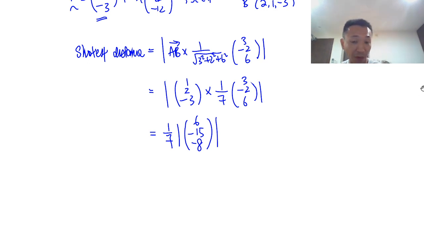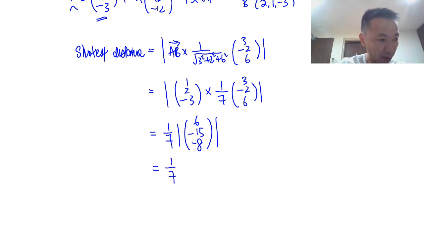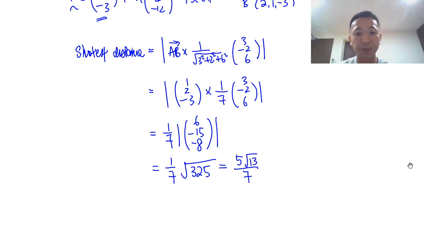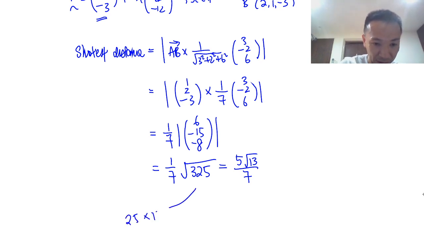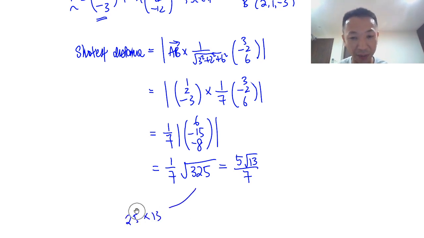You may want to pause the video for a while just to make sure that you really get how to do the cross product, just as a practice. Therefore, you get 1 over 7. Okay, you do magnitude. You get square root of 325. Therefore you simplify, you get 5 root 13 over 7. Why is this 5 root 13? This thing is 25 times 13. Just to explain, 325 is 25 times 13. You factorize 25, you get root 5.